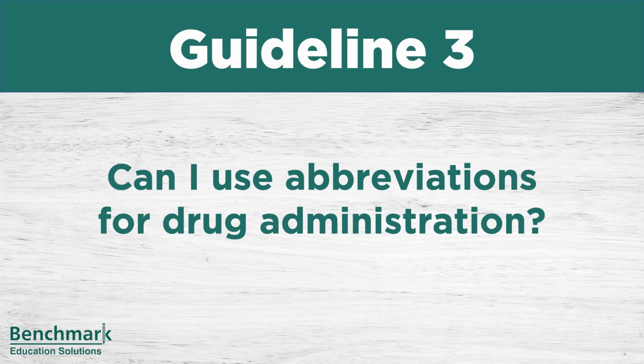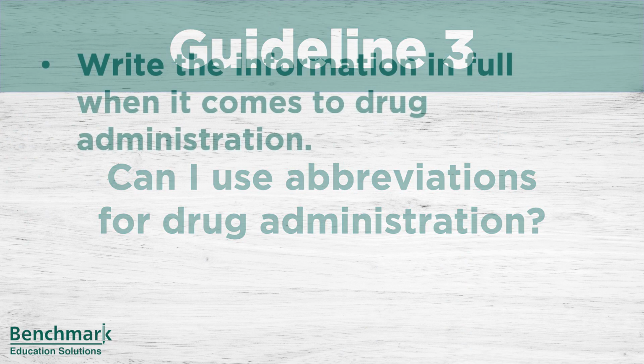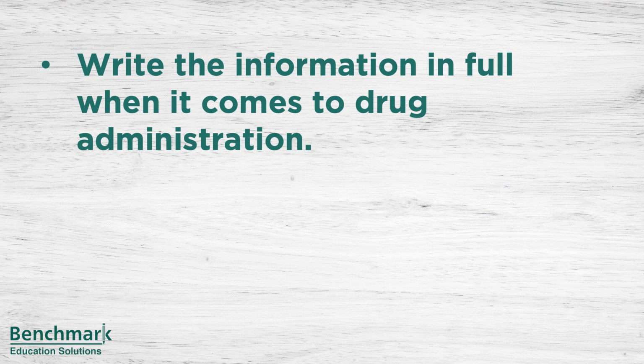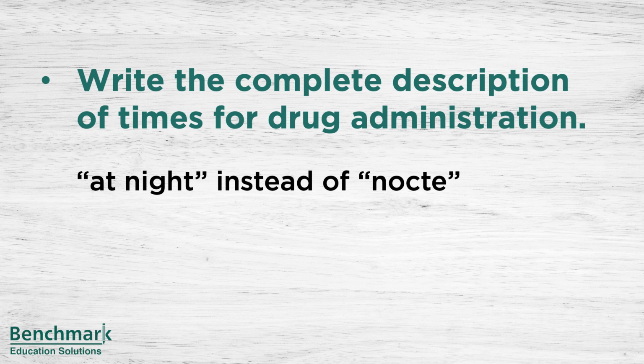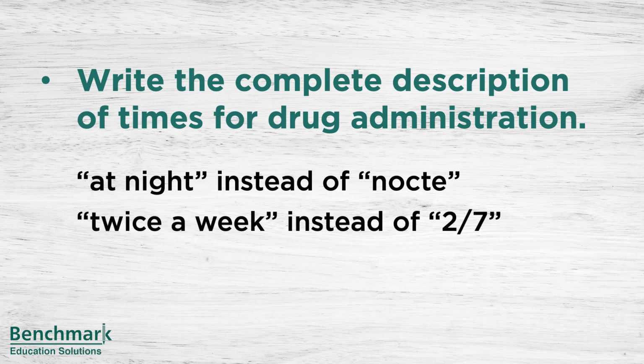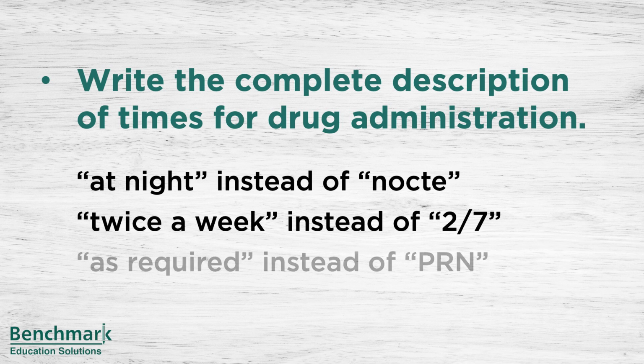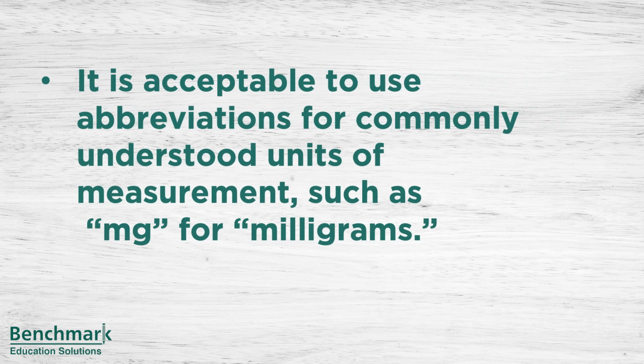Now here's guideline number 3. Can I use abbreviations for drug administration? It's very important that candidates write the information in full when it comes to drug administration wherever possible. It's also a good idea to write the complete description of times for drug administration. For example, you should write at night instead of NOCTE, twice a week instead of 2/7, or as required instead of PRN. However, it is acceptable to use abbreviations for commonly understood units of measurement, like mg for milligrams.